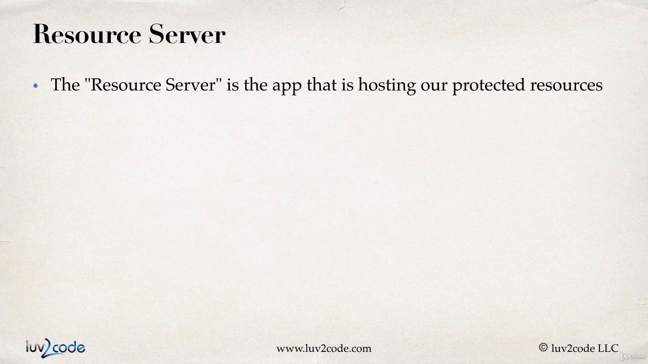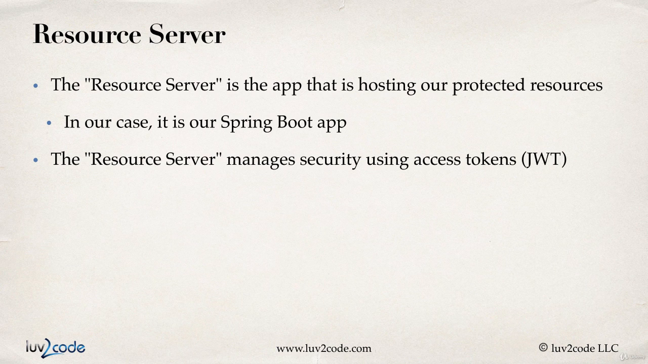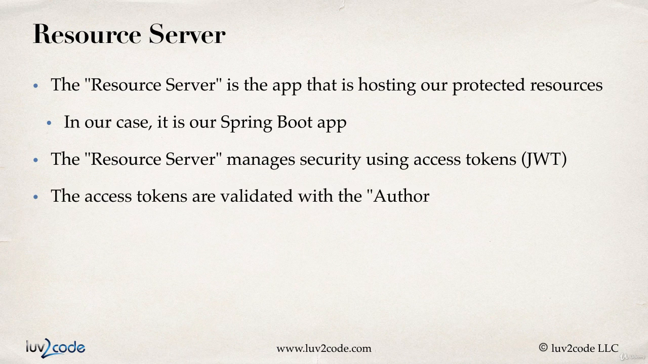The resource server is the app that's hosting our protected resources. So in our case, it's our Spring Boot app that's hosting our REST APIs. The resource server manages security using the access tokens, JWT. The access tokens are validated with the authorization server, which is Okta.